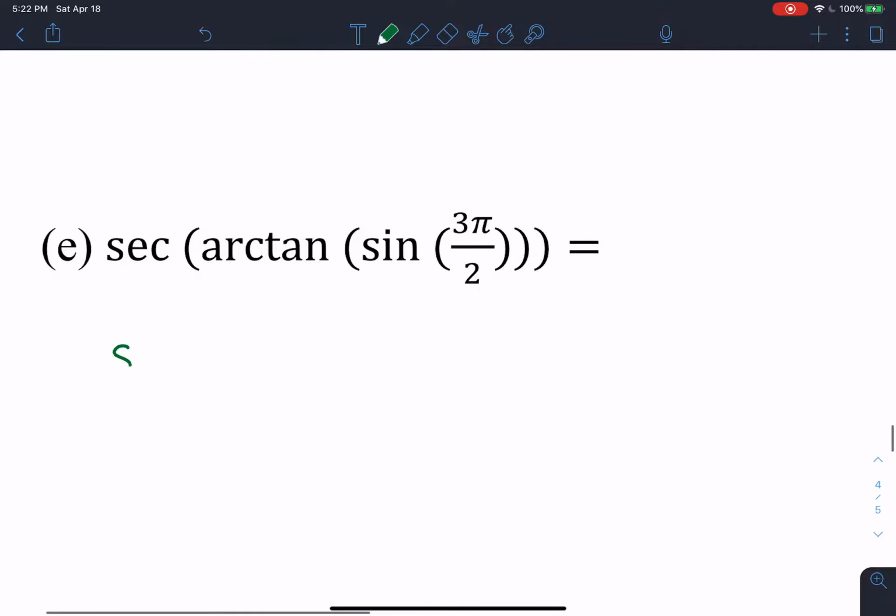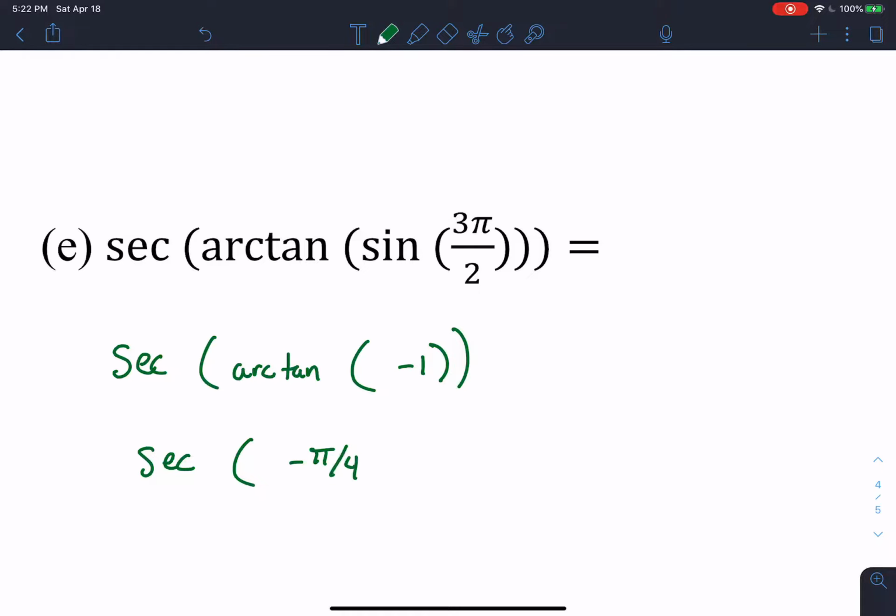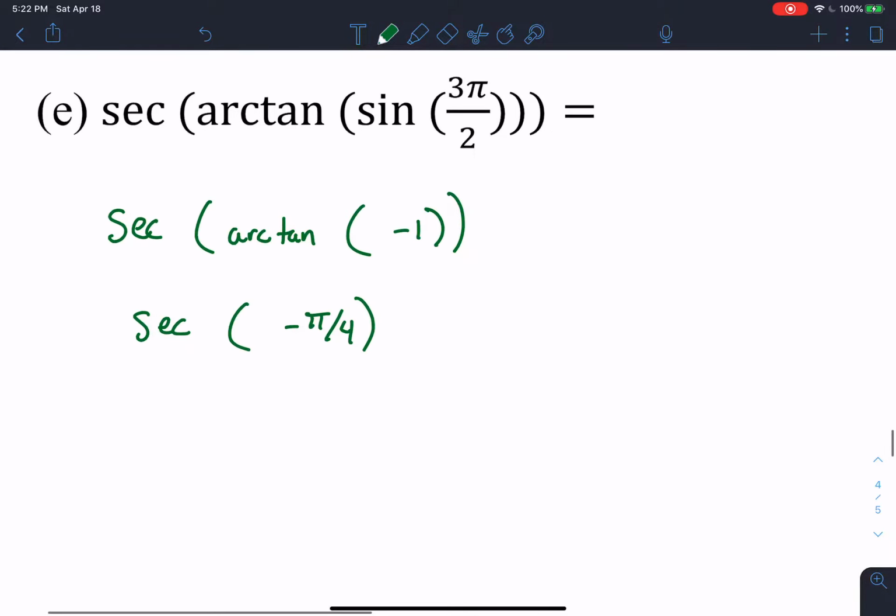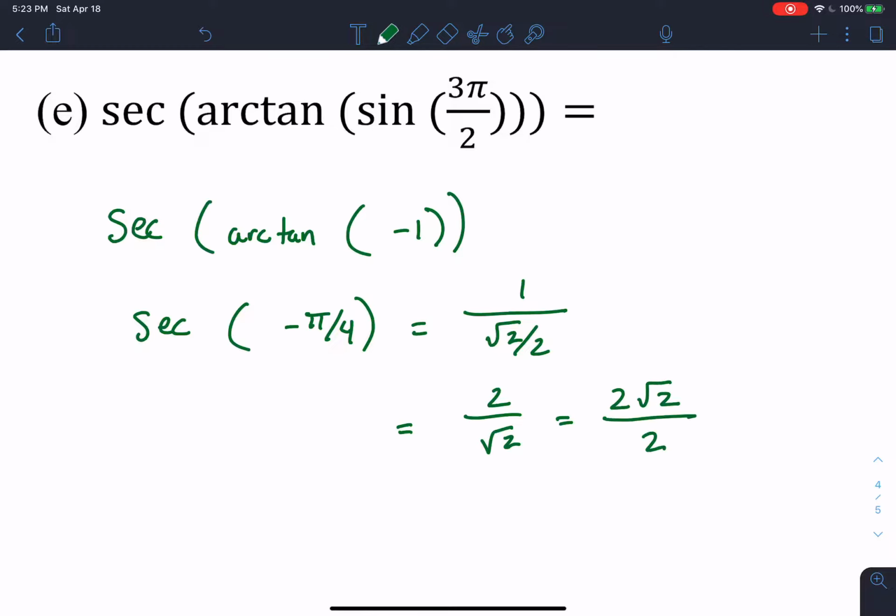Okay, so I got secant of arctan of sine of 3 pi over 2. Sine of 3 pi over 2 would be negative 1. Arctan of negative 1 is going to be negative pi over 4. And then secant of negative pi over 4 is 1 over the x term, which is root 2 over 2. So 2 over root 2, and then you simplify, 2 root 2 over 2, which is just root 2.